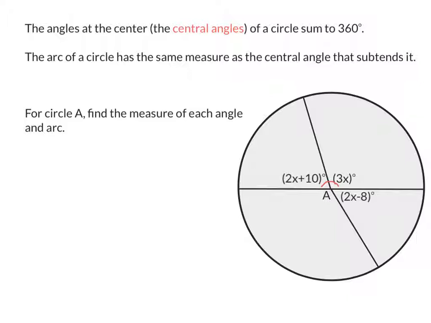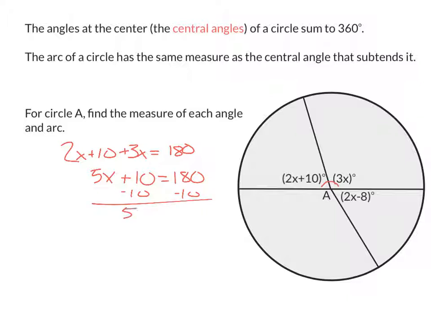So we could say that 2x plus 10 added to 3x would equal 180. 2x plus 3x makes 5x. And if we subtract 10 on both sides, 5x equals 170. Then we'll divide by 5. So x is, that gets us 34.